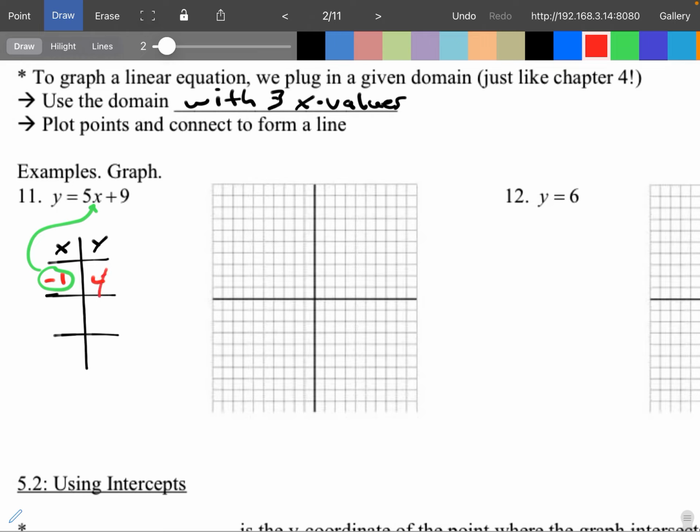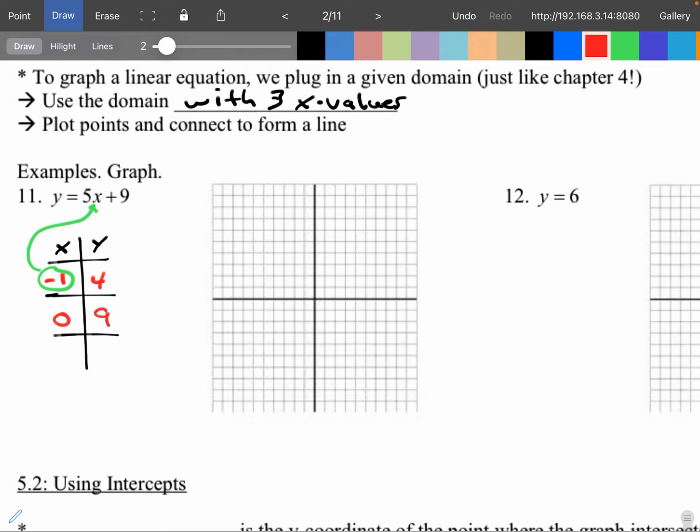What should we use? -1. -1 would work nice. Rachel, thank you. That's a good one. I like -1. Because now I'm going to take -1 and I'm going to plug it in right there for the x, right? What's 5 times -1? -5 plus 9? That's 4. Well, that's going to fit on the grid, right?